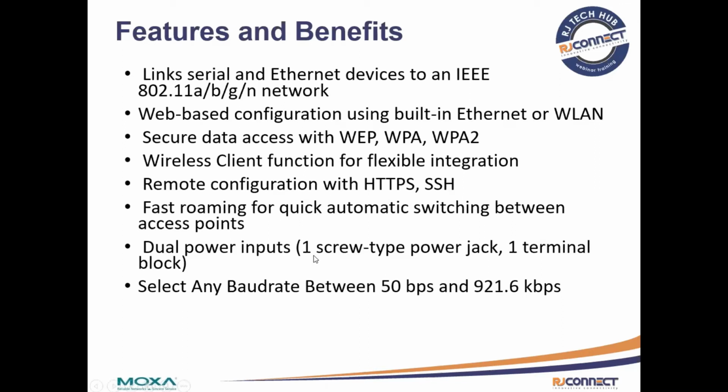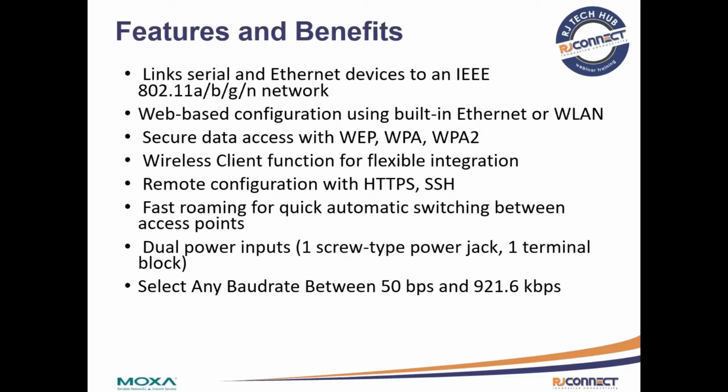Let's have a look at the features and the benefits. So this device links your serial and Ethernet device to 802.11abgn networks, which is your Wi-Fi, and it also has a web-based configuration using a built-in Ethernet or WLAN. In this case, it gives you the opportunity to use infrastructure mode or ad hoc mode. With infrastructure mode, you will need an access point so that these devices can communicate with each other. And with ad hoc mode, they can directly connect to each other.